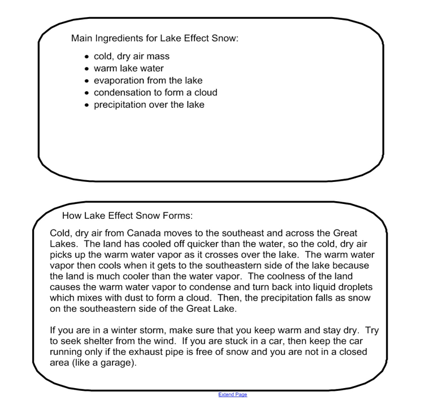The coolness of the land causes that warm water vapor to condense, turn back into liquid droplets, which mixes with dust to form a cloud. Then that precipitation falls as snow on that southeastern side of the Great Lake. So Cleveland has a lot of snow because it falls on the southeastern side of the Great Lake, where Toledo doesn't get quite as much as Cleveland does, just because of this lake effect snow.